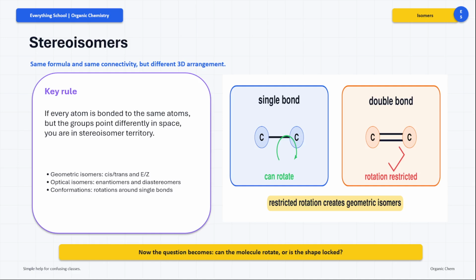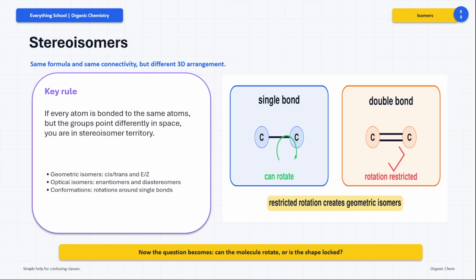Slide 11. Why rotation matters. Single bonds can usually rotate. That means if 2 drawings only differ because one part rotated around a single bond, they may just be conformations of the same molecule. A conformation is a different shape made by rotation around single bonds.